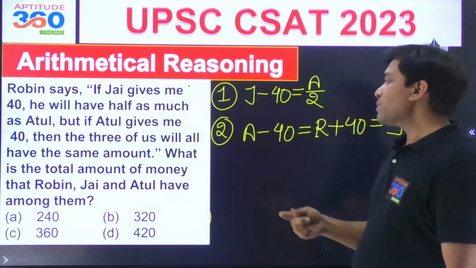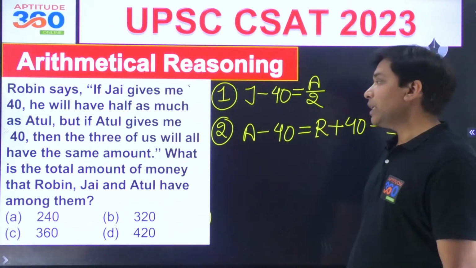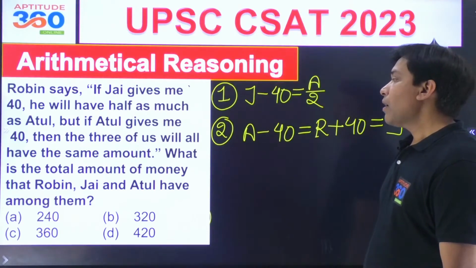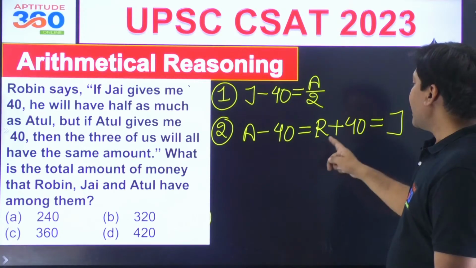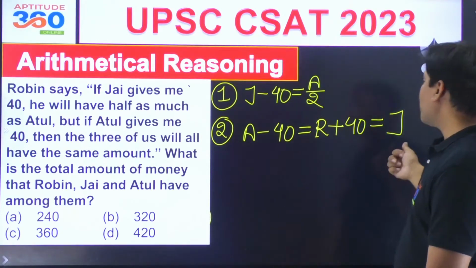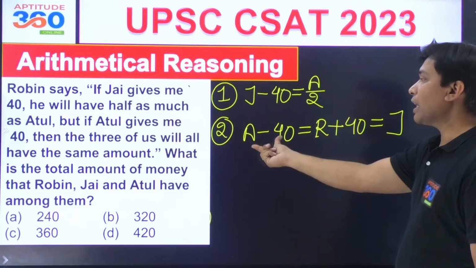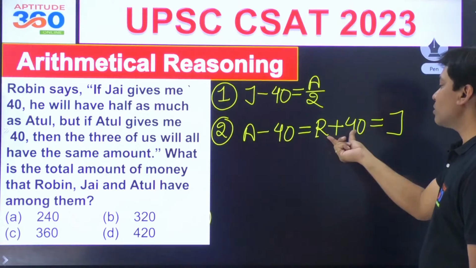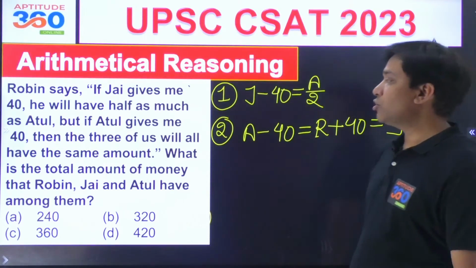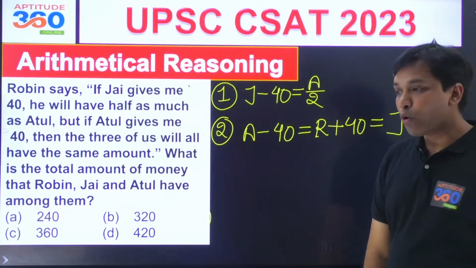But if Atul gives me 40, अगर अतुल ने 40 दे दिया तो अतुल के पास में कितना होगा? अतुल minus 40. And Robin will be having Robin plus 40. And Jay के बारे में कोई बात नहीं कर रहा, तो इसका मतलब Jay, so 40 less than what Atul has got, 40 more than what Robin has got, and the number of coins with Jay ही है ना भाई. ये सारे के सारे सेम होंगे.